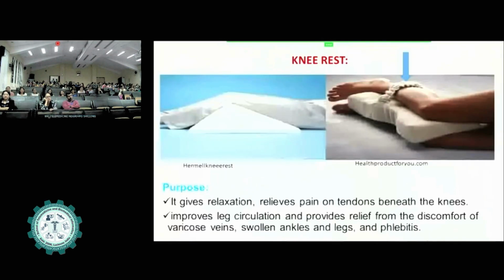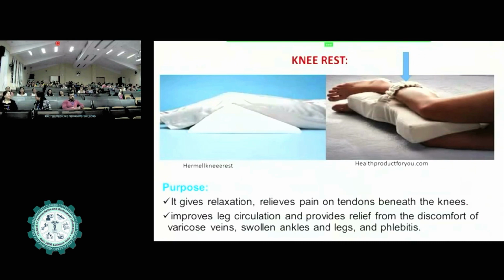Knee rest. Knee rests are devices which are placed under the knee to give support. The main purpose is to give relaxation, relieve pain on tendons beneath the knees, and also to improve leg circulation and provide relief from the discomfort of varicose veins, swollen ankles, and phlebitis. In that arrow, you can see, instead of this, we can use a velcro, and then that can be covered with cloth for using as a knee rest.